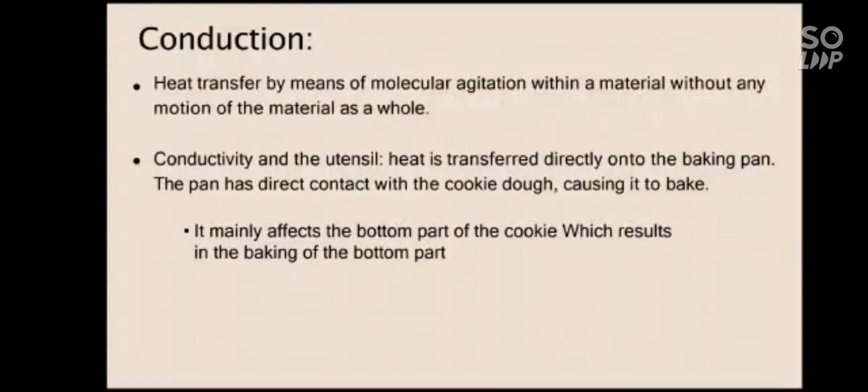Now we are going to see conduction. Heat transfer by means of molecular agitation within the material without any motion of the material as a whole. Conductivity and the utensils. Heat is transferred directly onto the baking pan and the pan has direct contact with the cookie dough, causing it to bake. It mainly affects the bottom part of the cookie, which results in the baking of the bottom. The oven is preheated to a temperature of 120 degrees Celsius to 150 degrees Celsius.